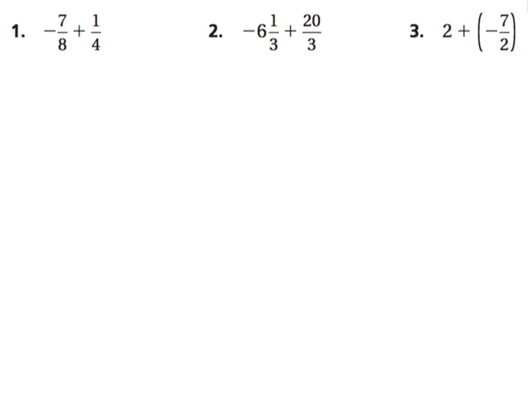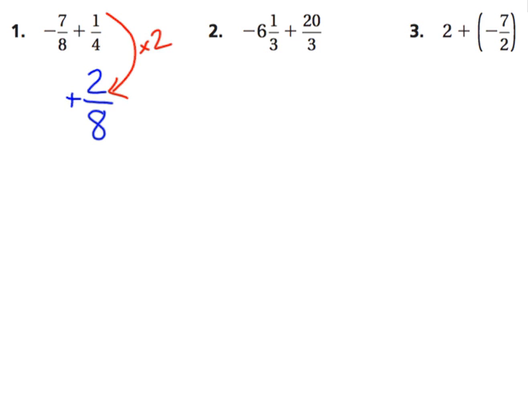All right, so the first one, 4 and 8 have a common multiple of 8. So I'm going to rewrite 1/4 as being something out of 8. What we can do is figure out what to multiply 4 by to get to 8, which would be 2. And then I'm going to do the exact same thing up in the numerator. So I can rewrite 1/4 as 2/8.